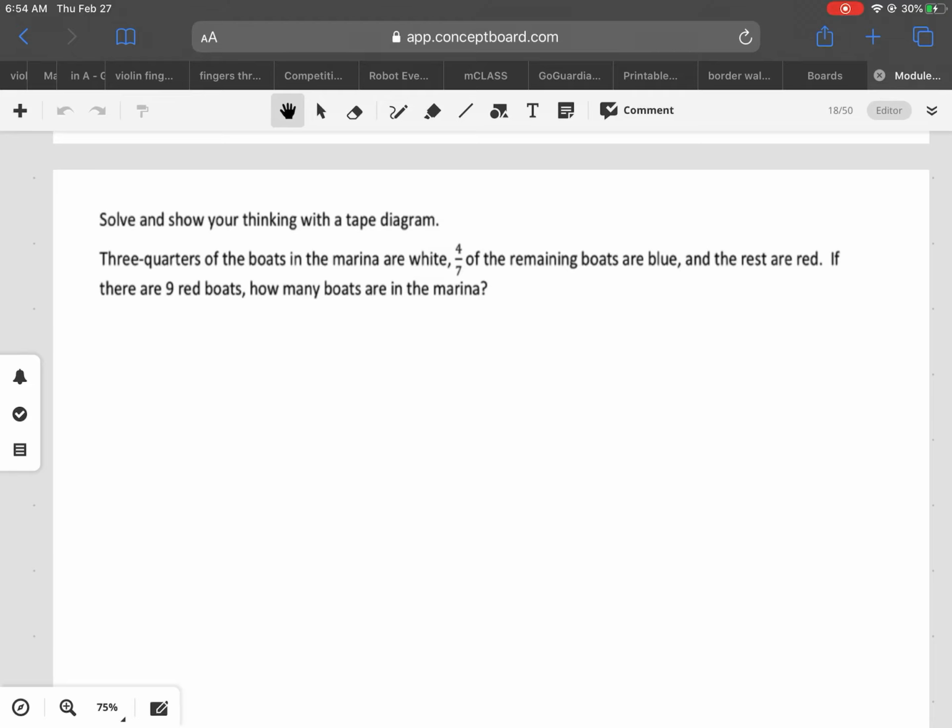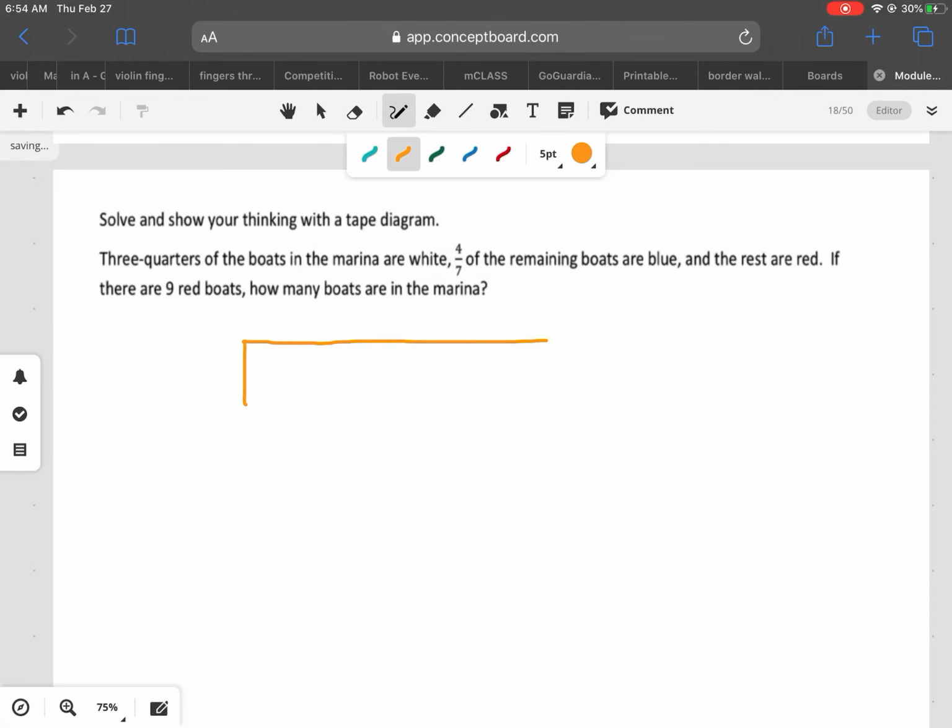Alright, so here we have solve and show your thinking with a tape diagram. So we want to use a tape diagram to do this. We have 3/4 of the boats in the marina are white, 4/7 of the remaining boats are blue, and the rest are red. If there are 9 red boats, how many boats are in the marina? Alright, so we have blue, red, and white. I'm going to use this color for white.